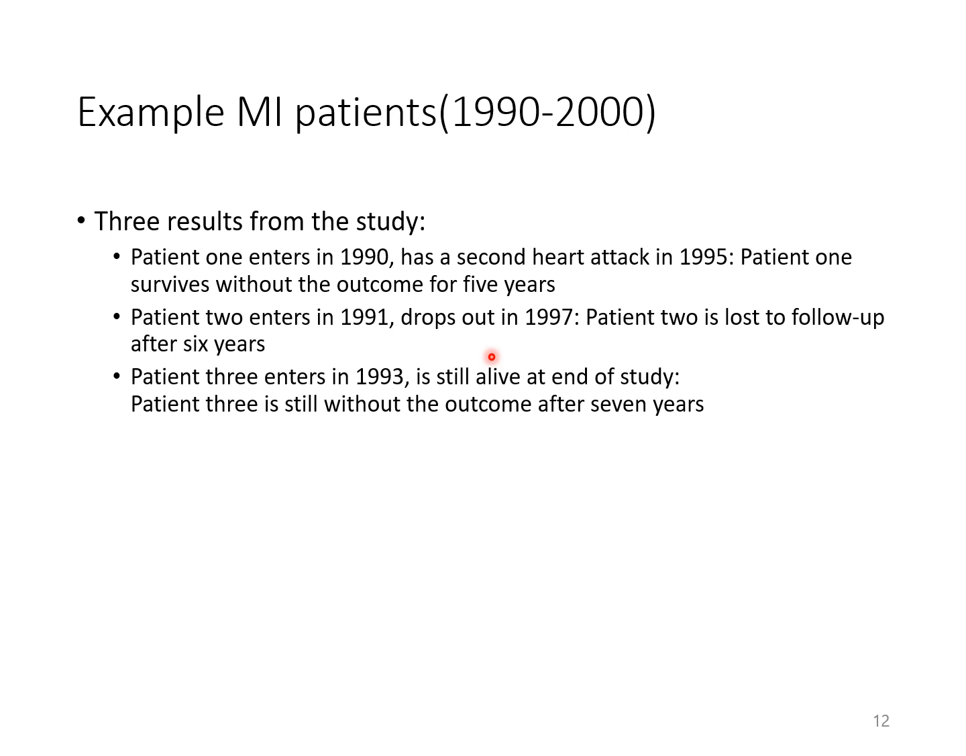Patient 2 enters in 1991 and drops out in 1997. So the second is lost to follow-up after 6 years without the event. This is a censored observation. And the third entered in 1993 and was still alive at the end of the study. The end of the study is 2000, and this means that patient 3 is still without the outcome after 7 years. This patient is also censored, and this kind of data structure is exactly why survival analysis is needed.